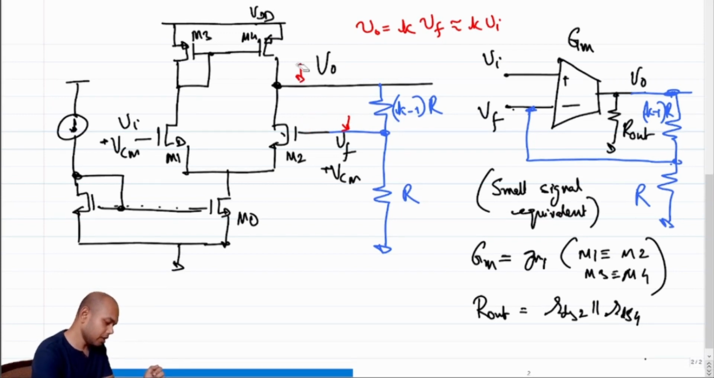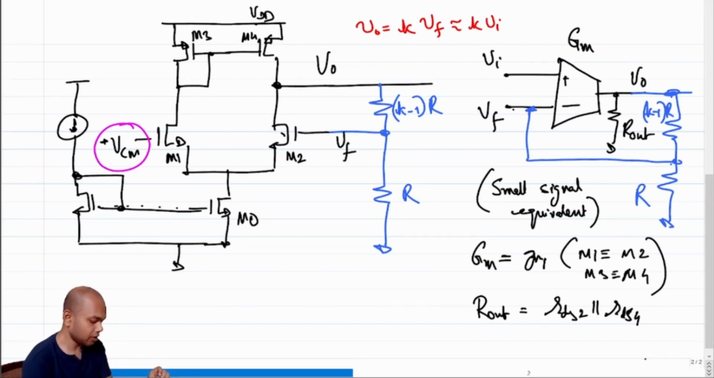The implication is the following: under DC condition, let's say we haven't applied any input, it's a VCM. If we apply VCM to M1, what's going to happen to VF? VF will approximately equal VCM because of negative feedback, large loop gain, and so on and so forth.